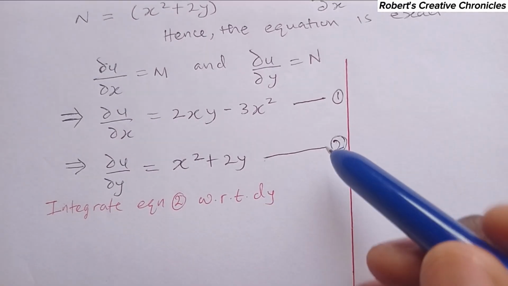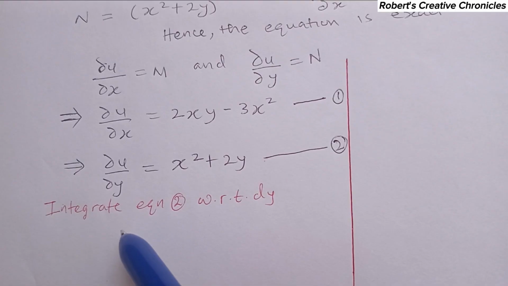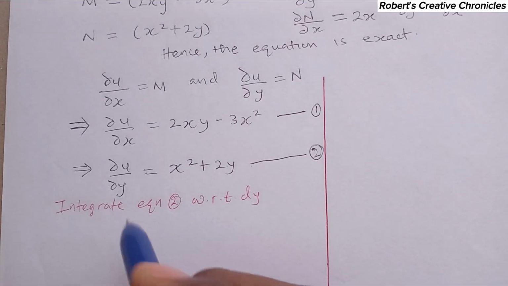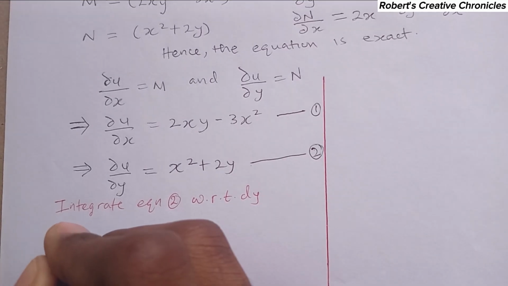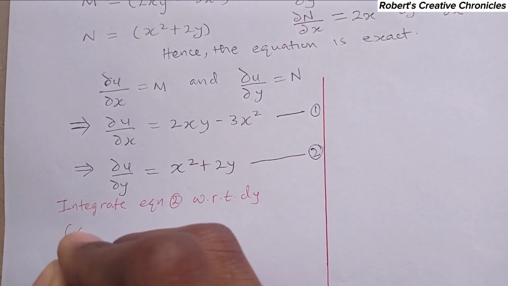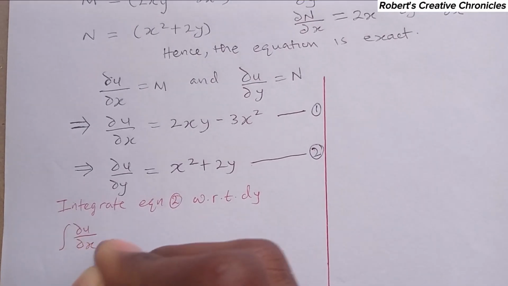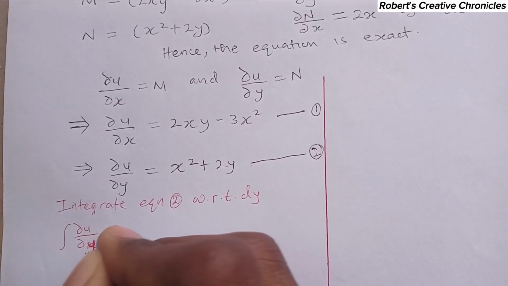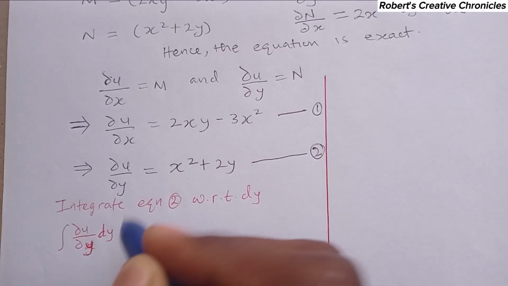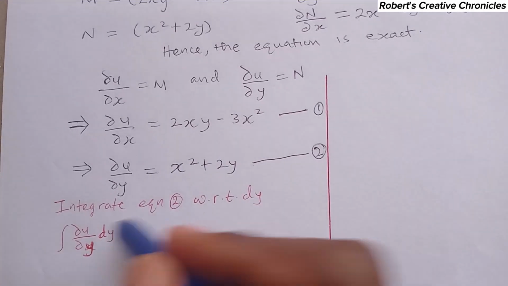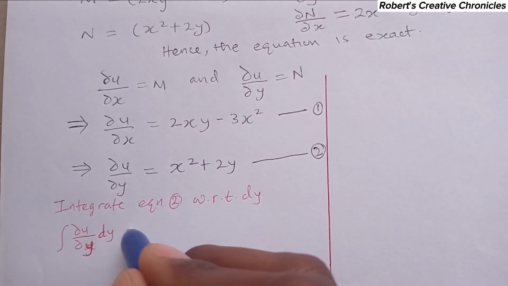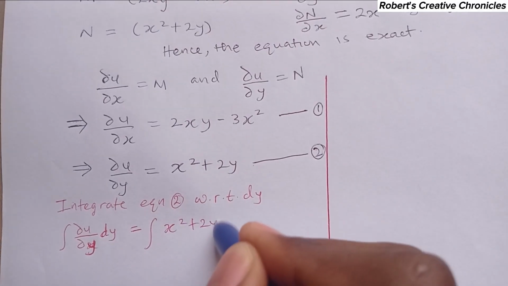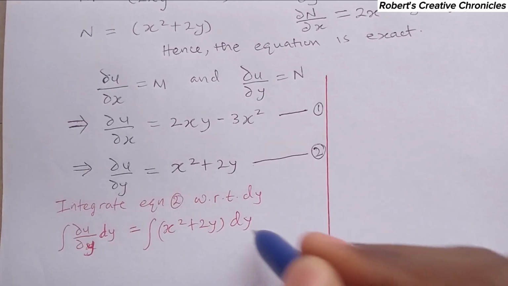So since we are using equation 2, we'll integrate equation 2 with respect to y now. So it will be the integral of the partial derivative of u with respect to y, dy. Since we are integrating with respect to y, we'll add dy to both sides. So it will equal the integral of x squared plus 2y dy.